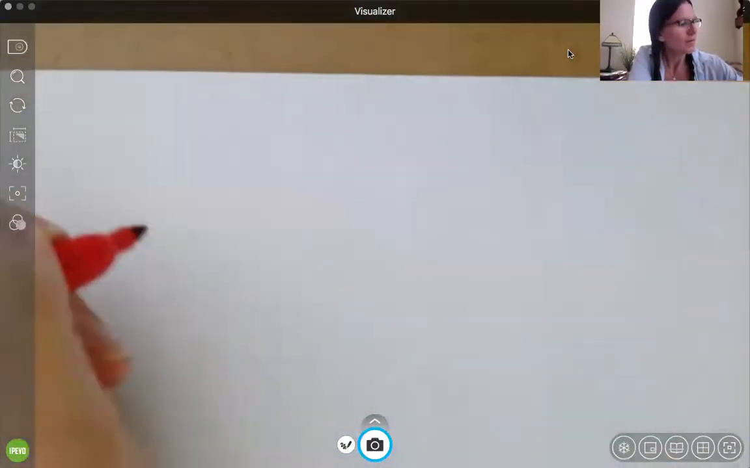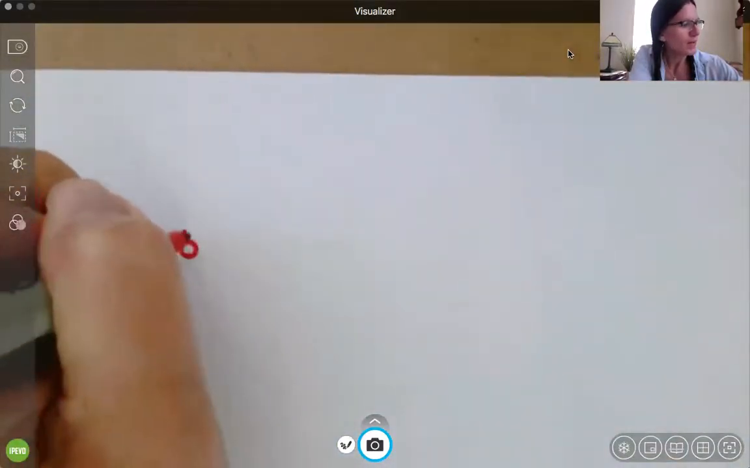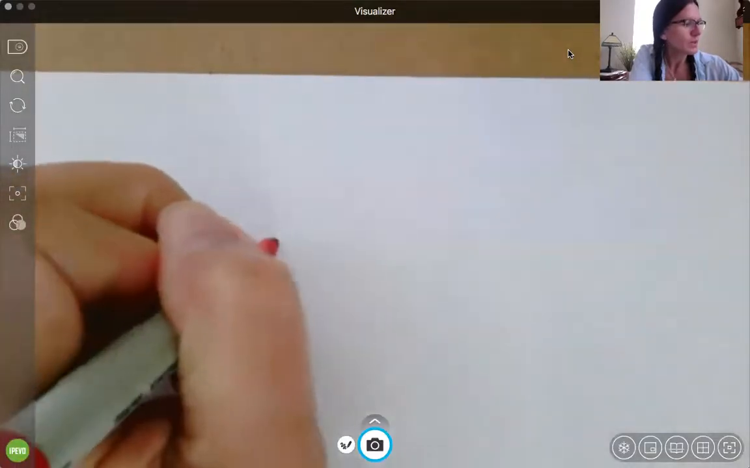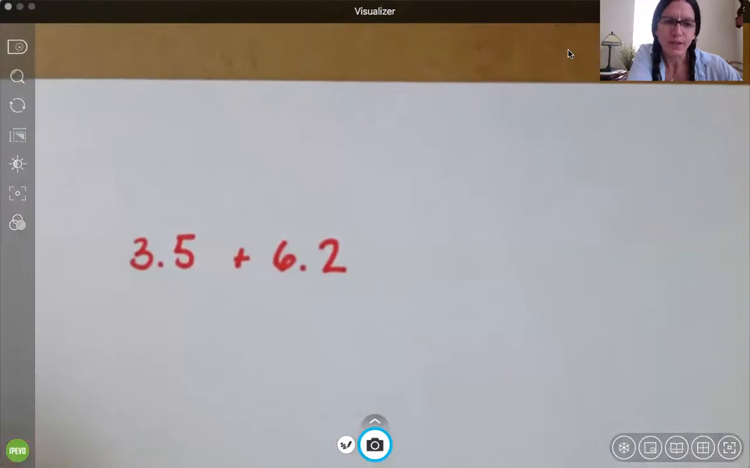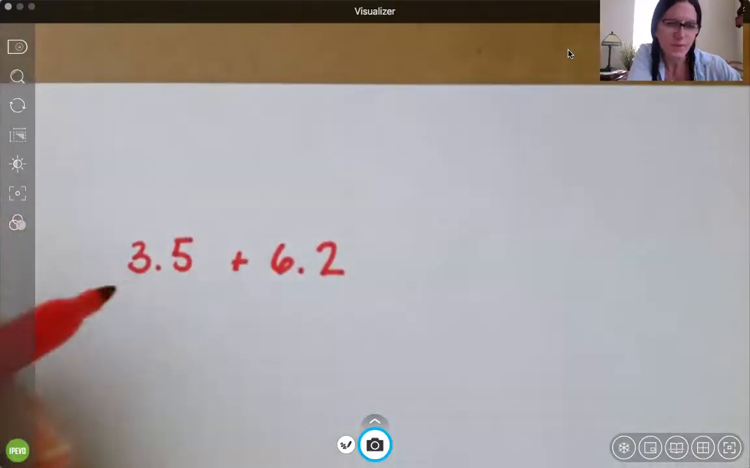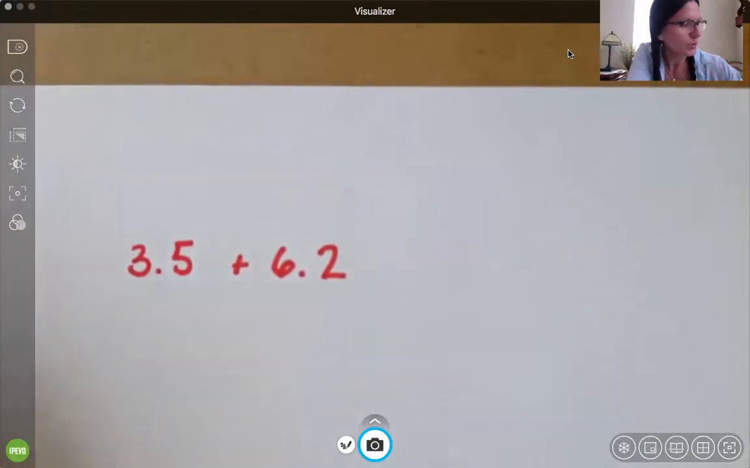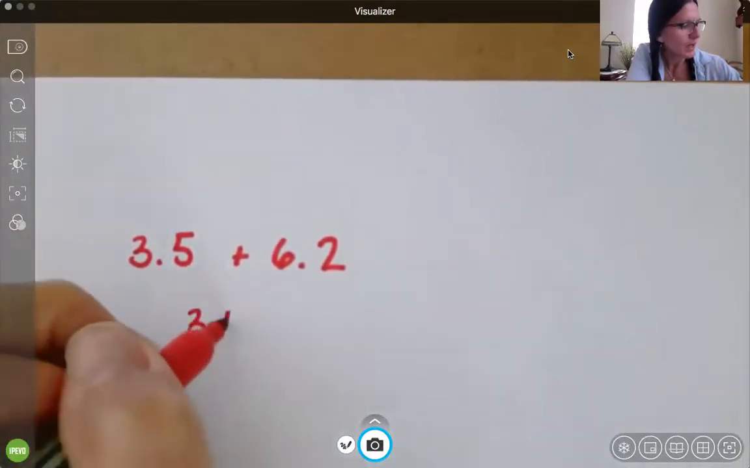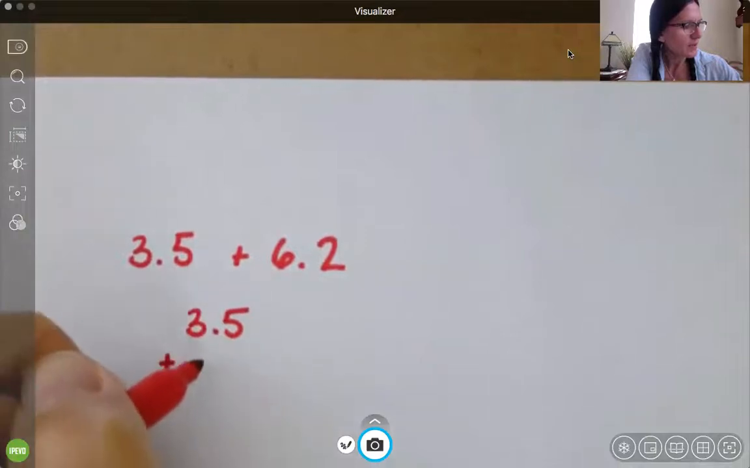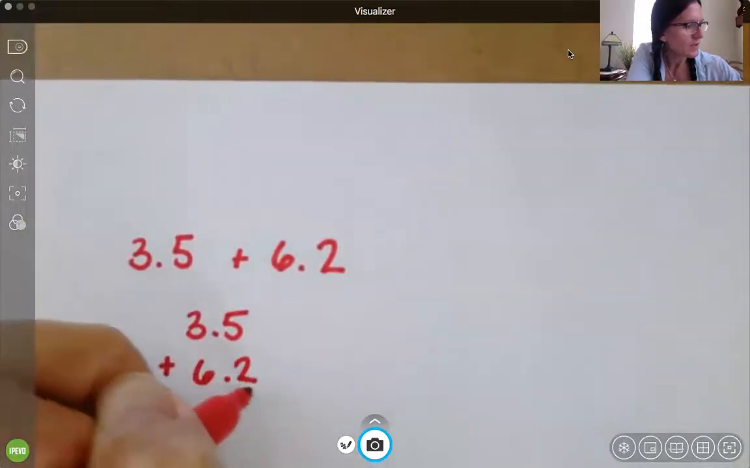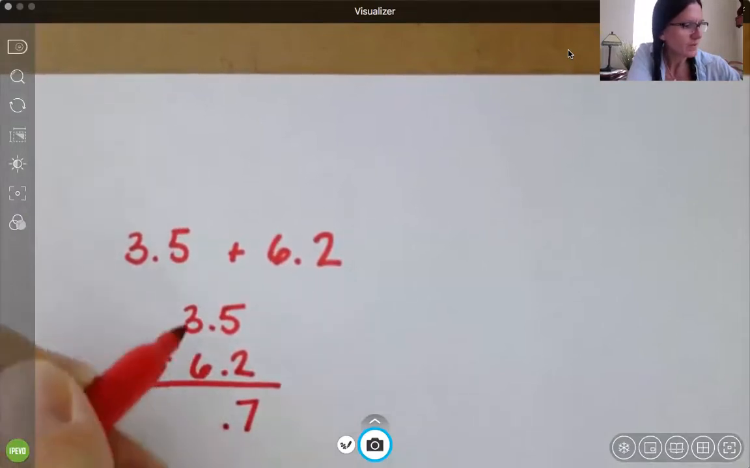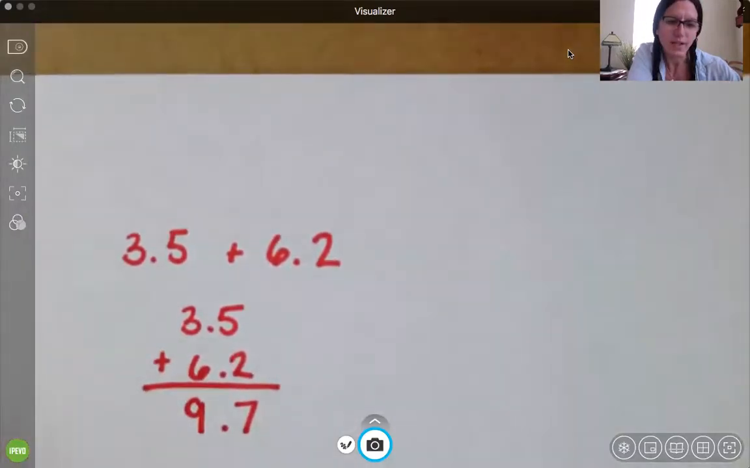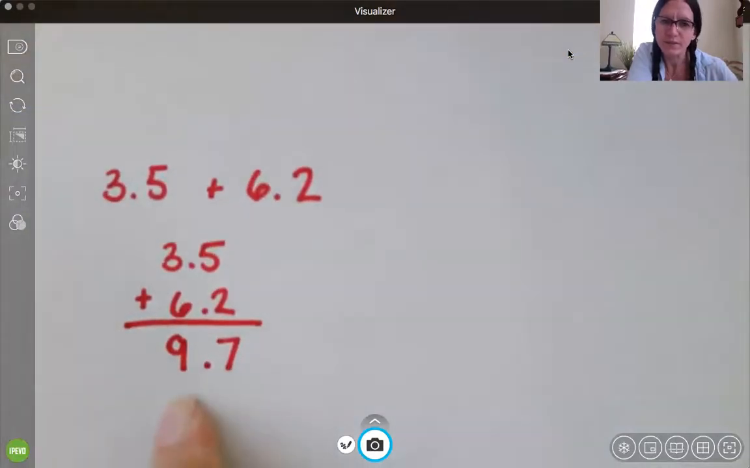If I have 3 and 5 tenths plus 6 and 2 tenths, I know that I can add those up by looking at the values, knowing that I have tenths and wholes to add up. 3 and 5 tenths plus 6 and 2 tenths. I add them up. 3 and 6 is 9, and we have 9 and 7 tenths.